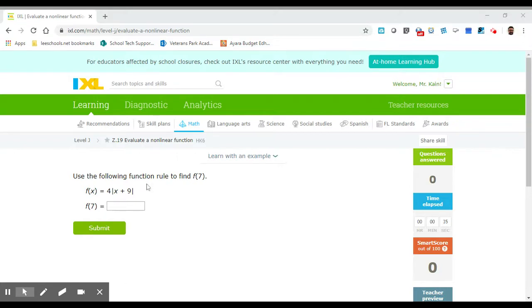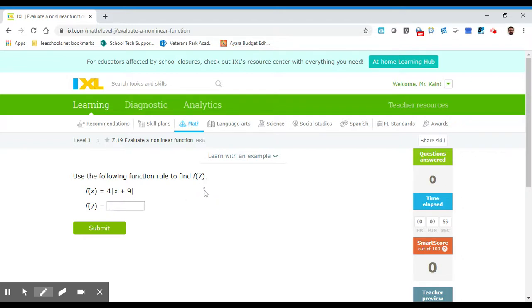So, what we need to do is plug 7 into our function. Basically, what is the function of 7? In other words, what is the function when x equals 7? That's basically what this means. So let's go ahead and plug it in, and we can find our answer.